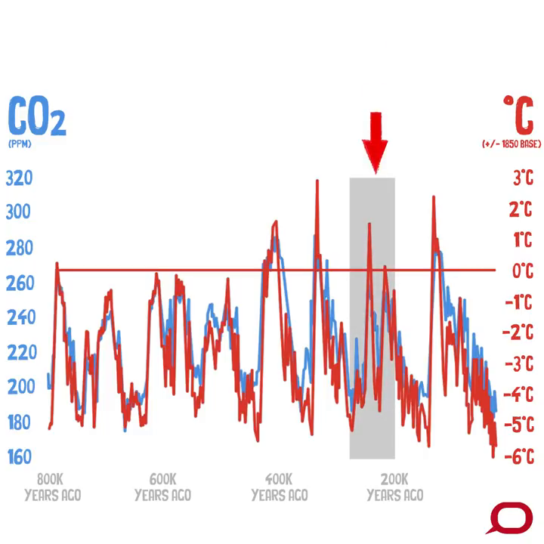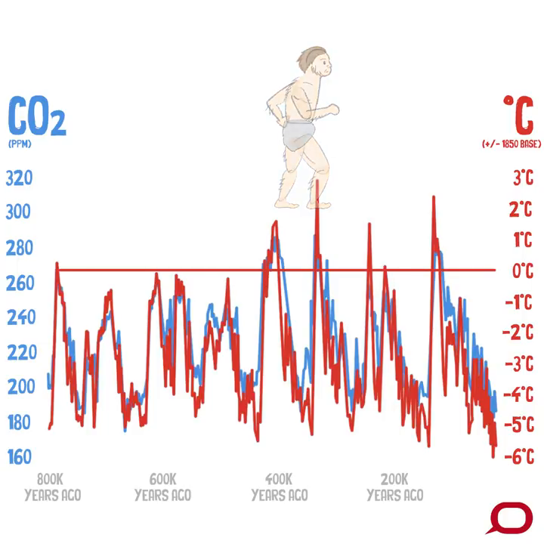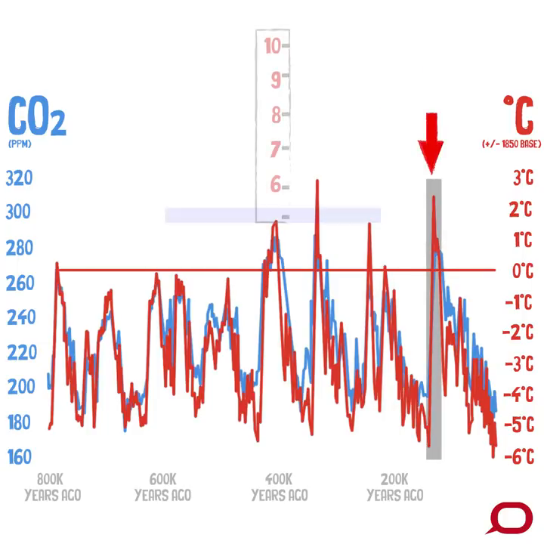Here, at about 200 to 300,000 years ago, is where modern humans had just evolved. And here, at the last interglacial period, the sea level peaked at about 6 to 9 meters higher than it is today.